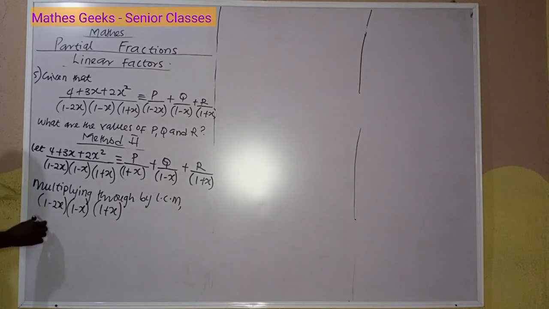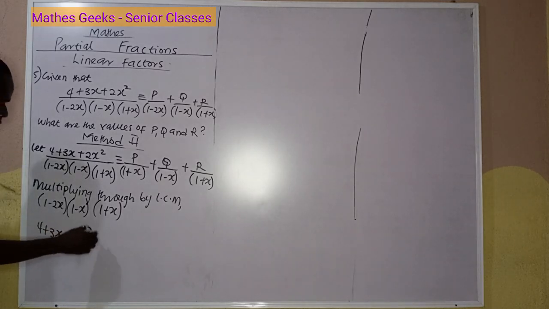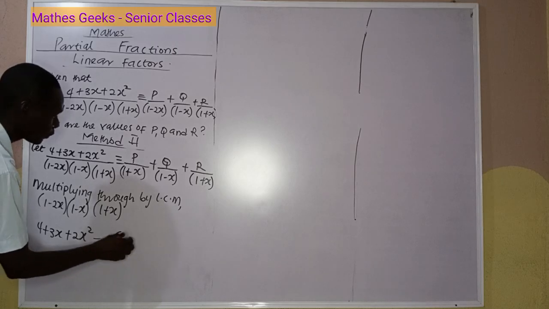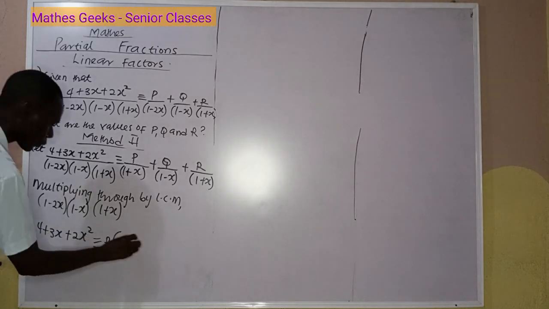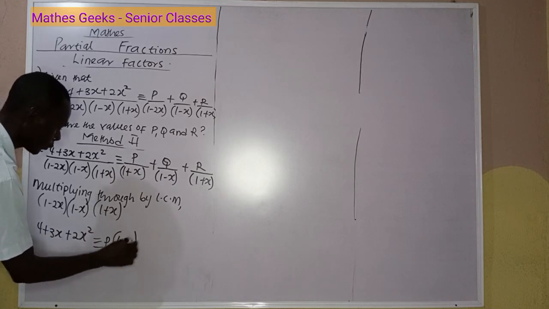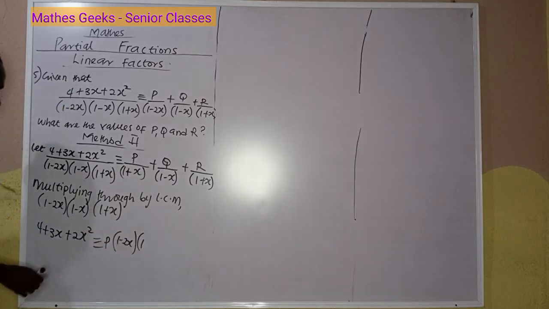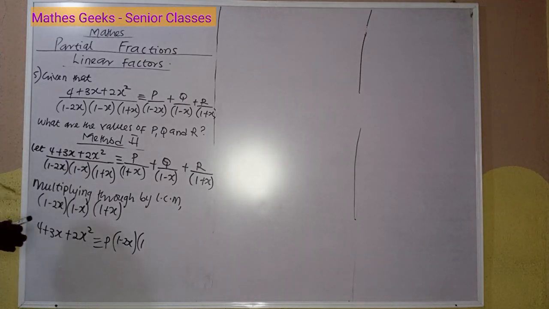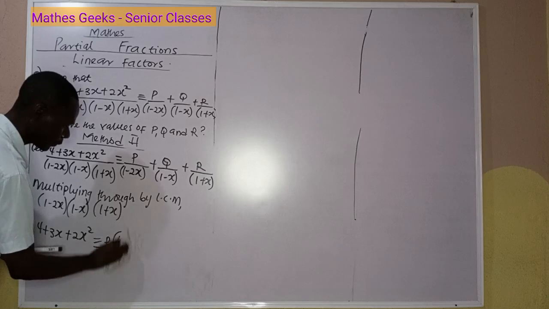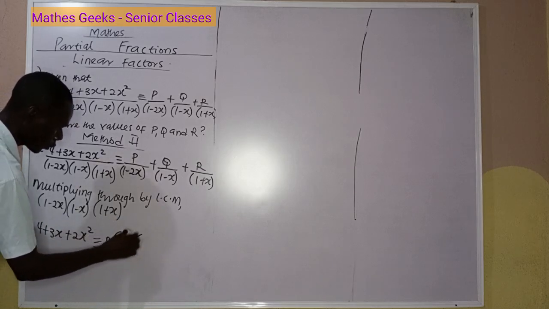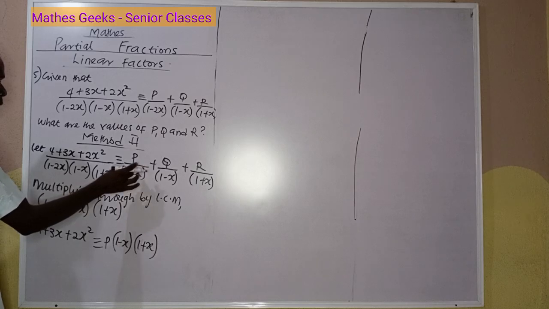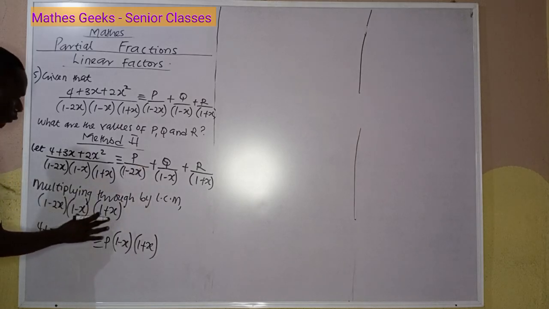We're going to have 4 + 3x + 2x² identical to P times... sorry, P will give us... oh, sorry, it starts with 1 − 2x. So P will not give us this part. P will give us (1 − x)(1 + x). The reason being that when this LCM divides the denominator, this 1 − 2x will eliminate 1 − 2x, so the remaining brackets will multiply P.